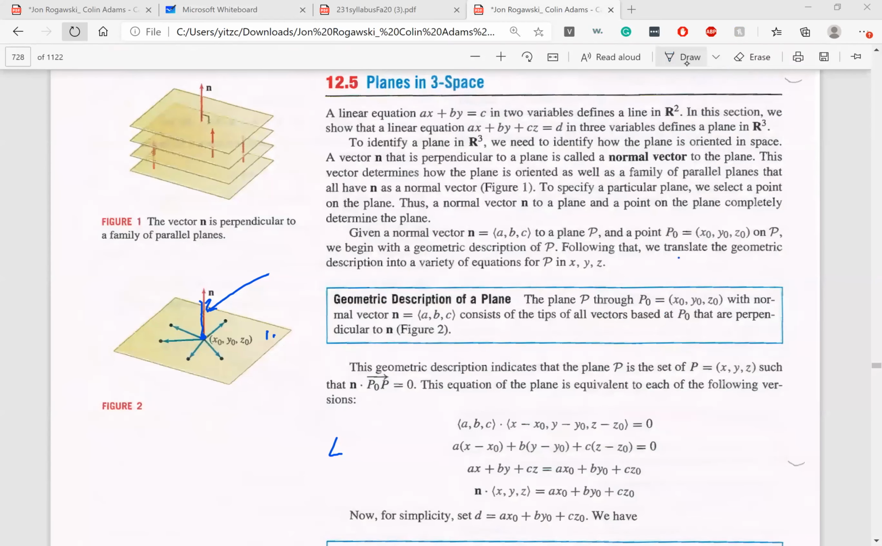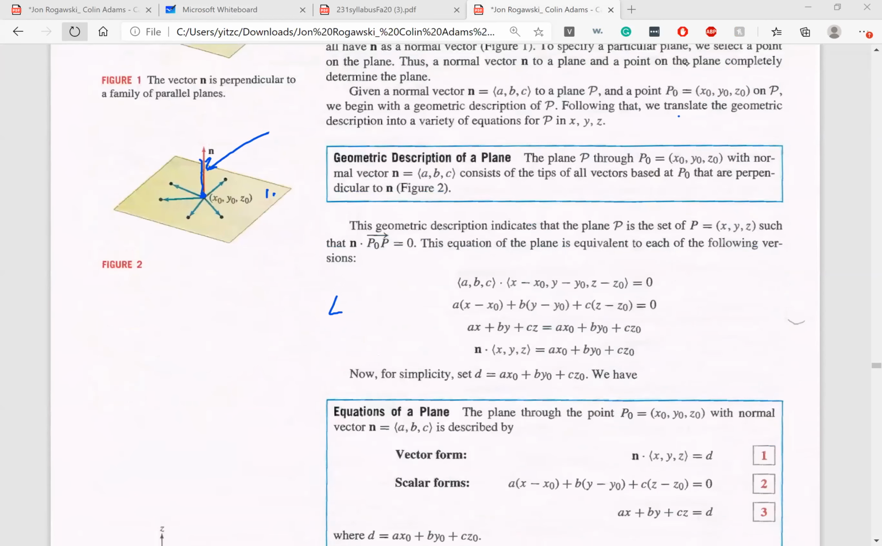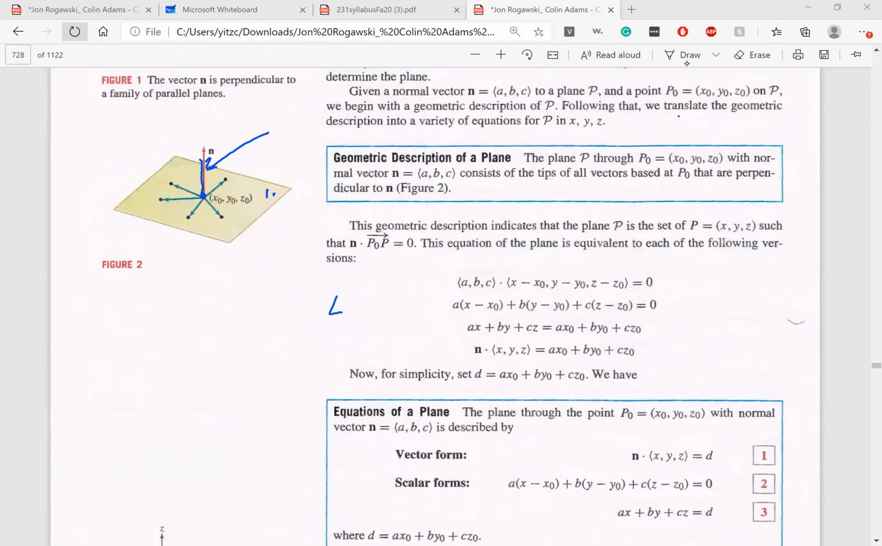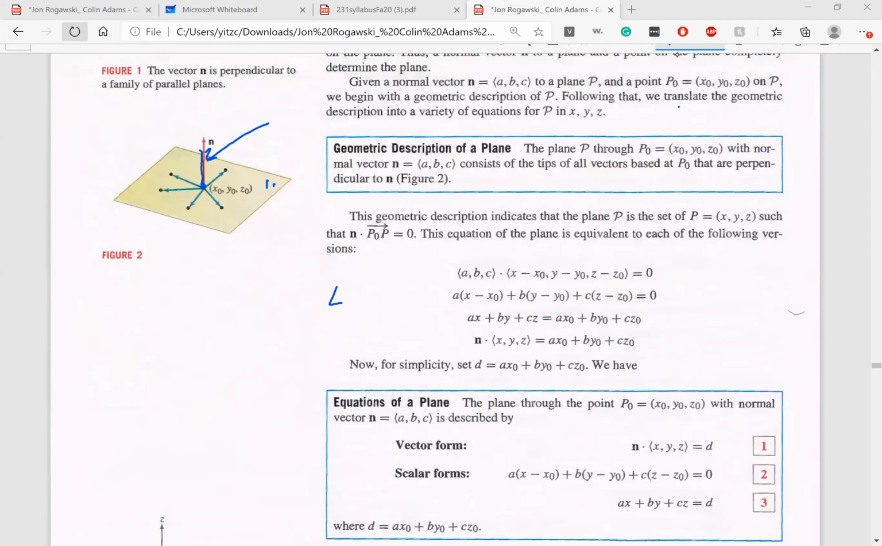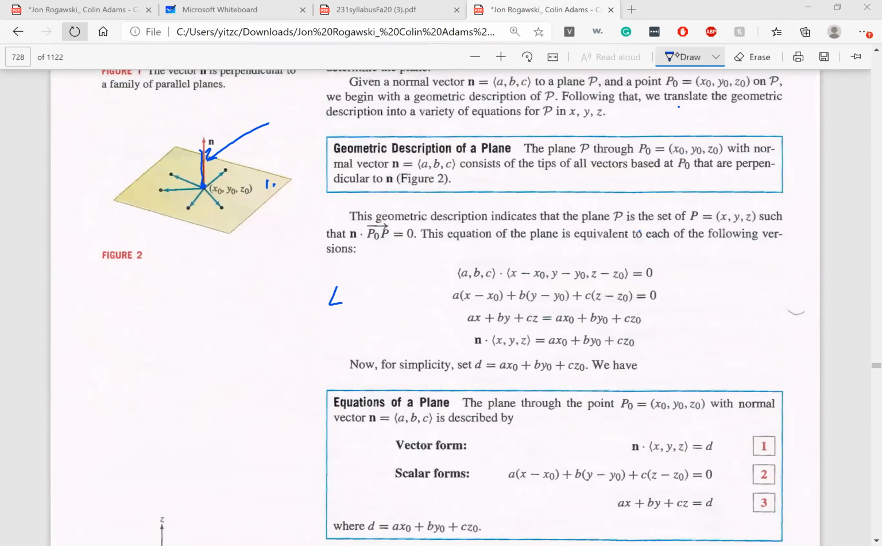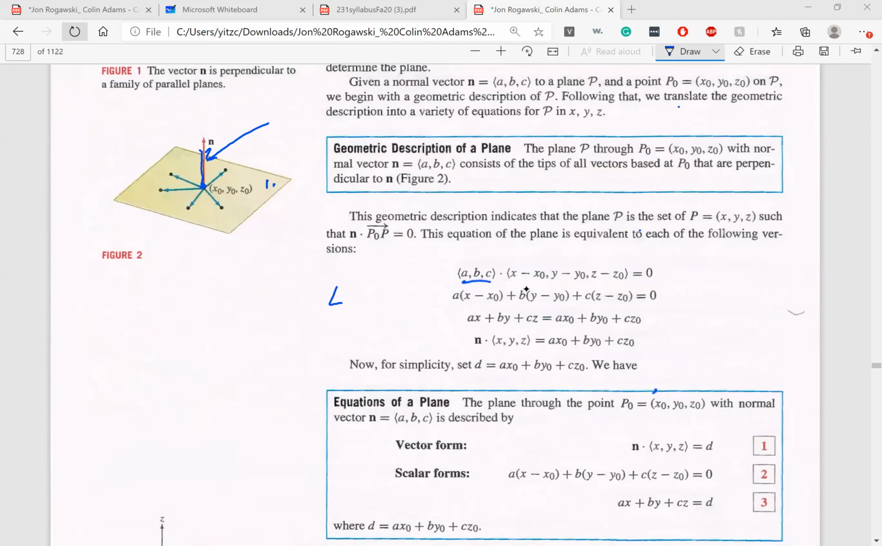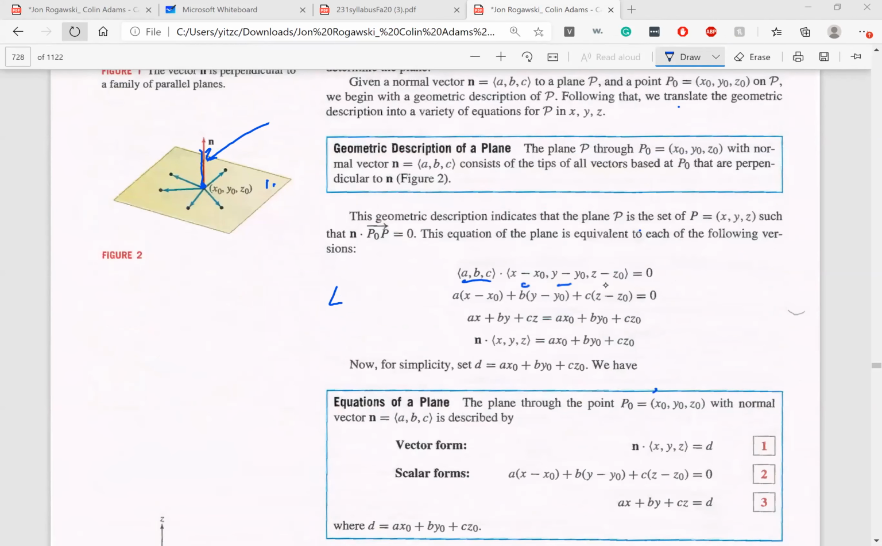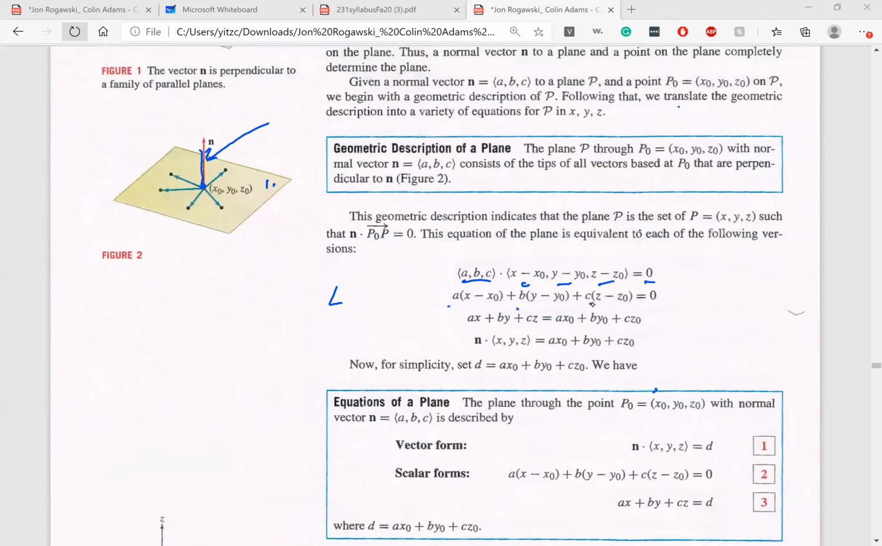Okay, so let's go over what they have over here. So this is doing what we just did. We have the normal vector here dotted with x minus x0, y minus y0, z minus z0 is equal to 0. You put in the a, b, and the c. You put the ax0 plus by0 plus cz0 on this side, and you get that your plane is equal to that. And so then your d is equal to ax0 plus by0 plus cz0.